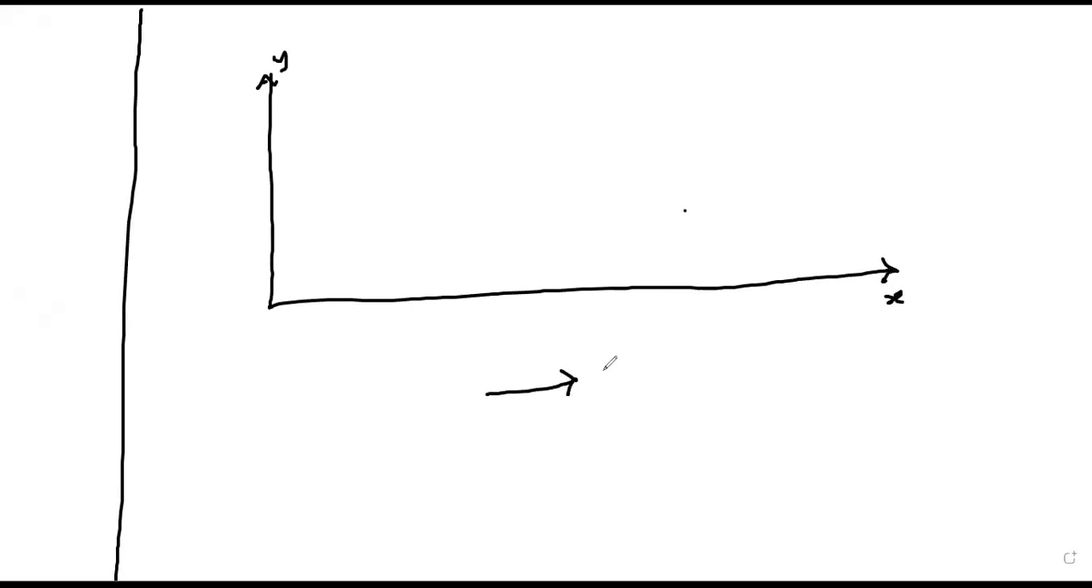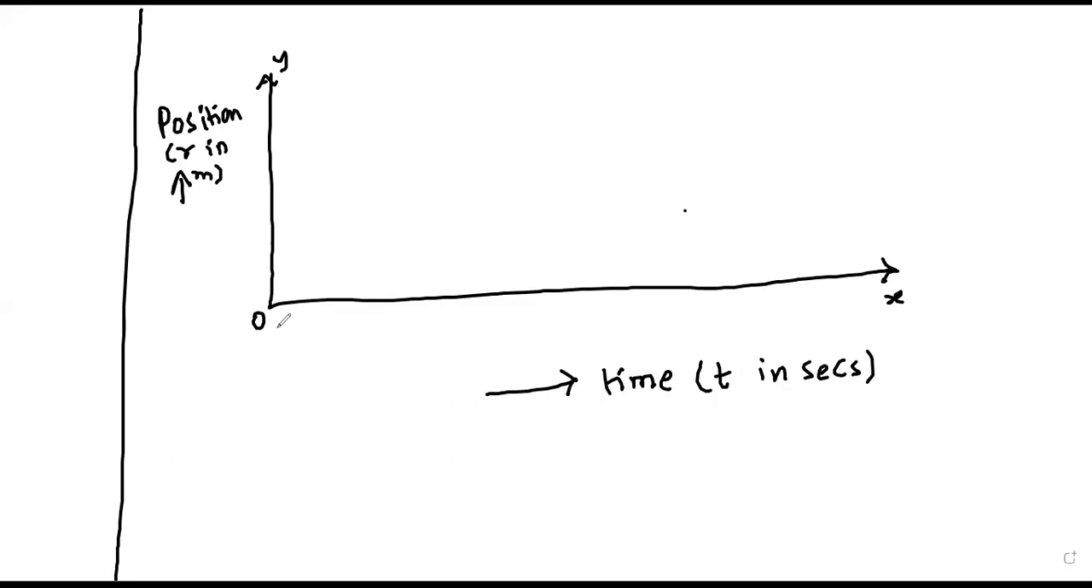Suppose we are having the XY plane. Along the x-axis we are having time t in seconds, and along the y-axis we are having the position, that is r in meters. Okay, fine. Suppose it is 1, 2, 3, 4, and then 5.